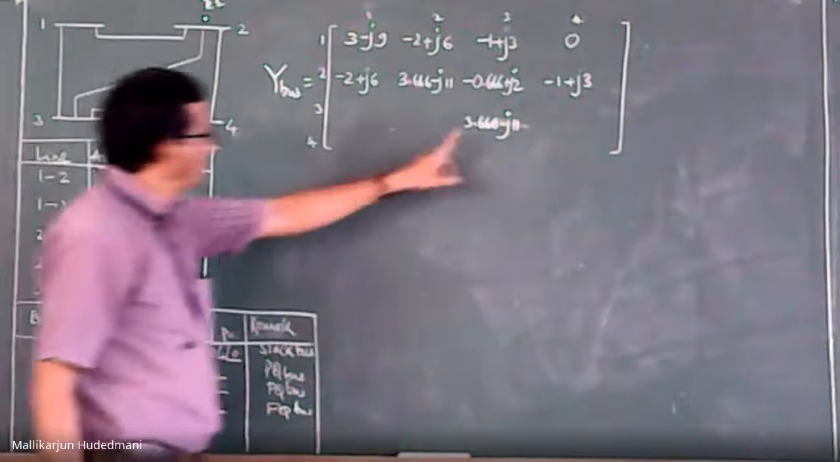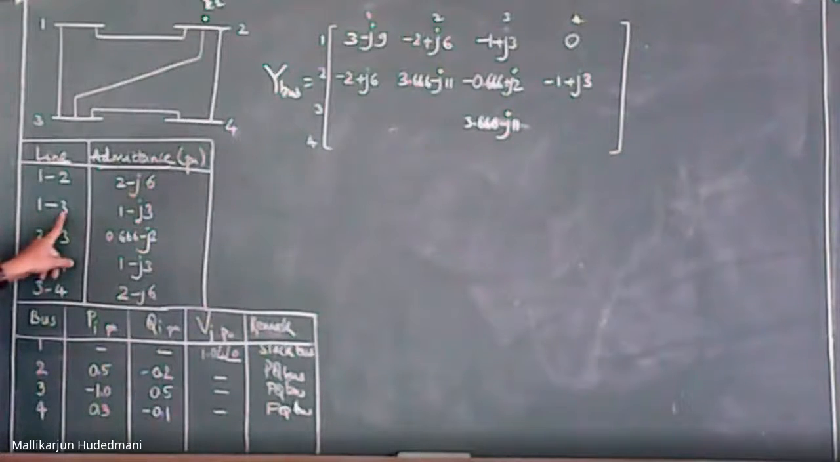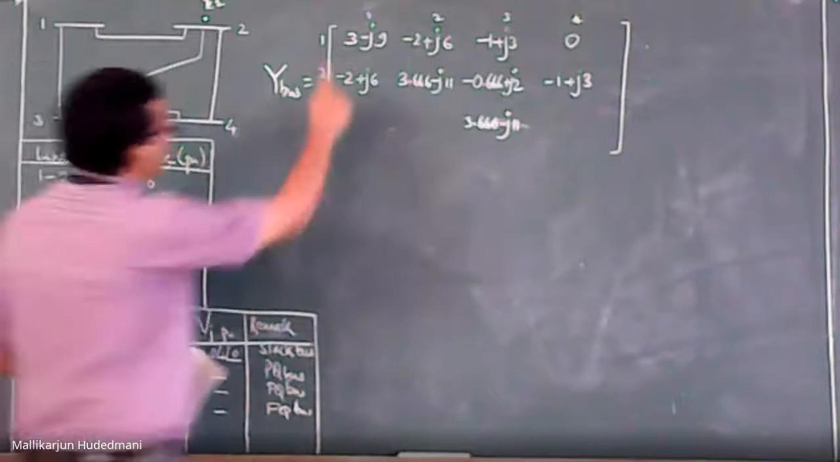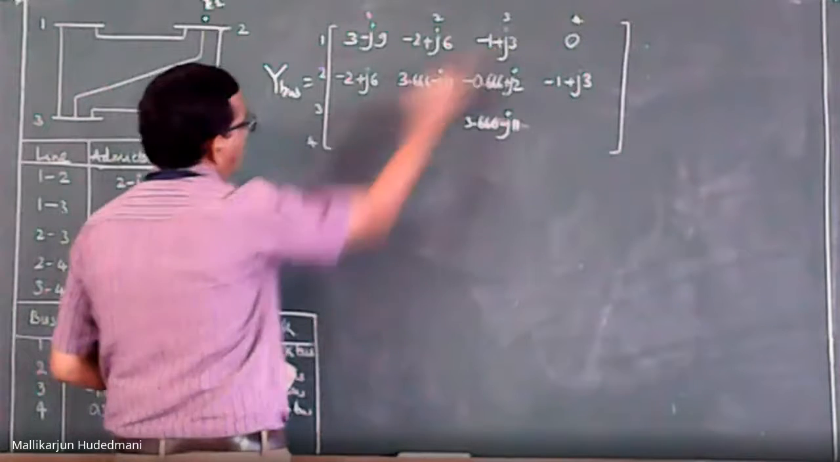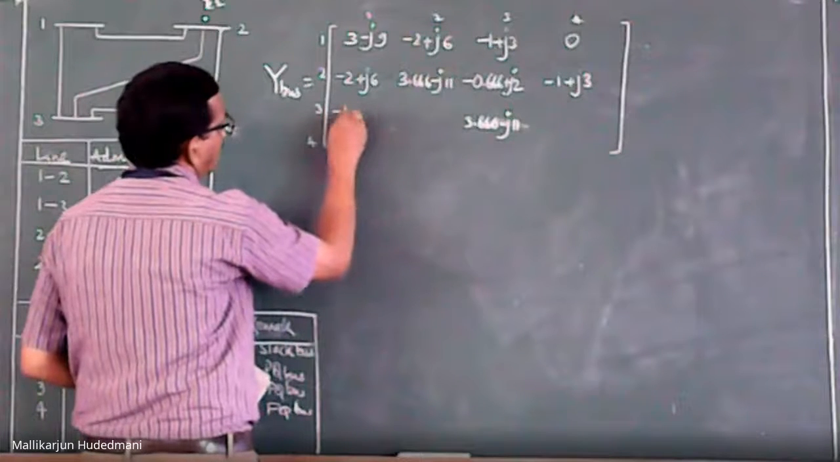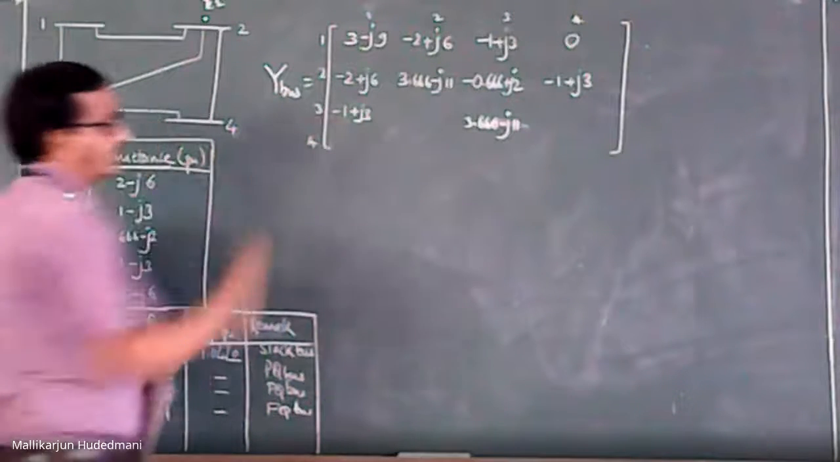Now I should write bus 3 to 1. Is there any connection? 3 to 1, 1 to 3. Already you have here. What is 1 to 3? This number. You copy and paste here. What is this? Minus 1 plus J3. So your work is already done there.